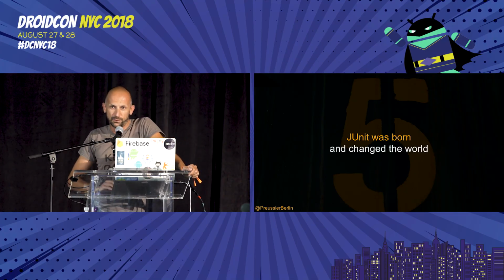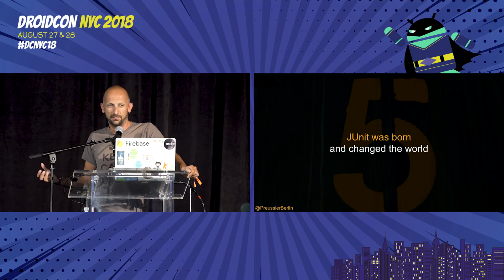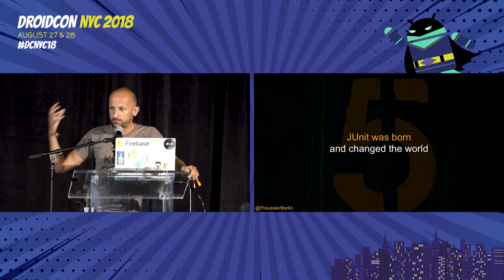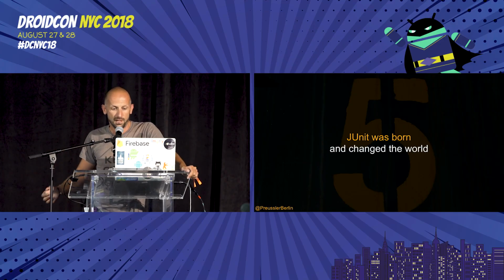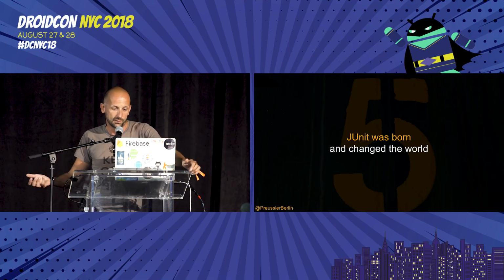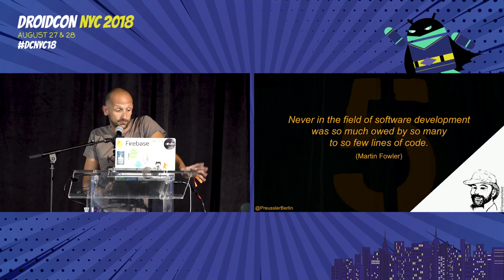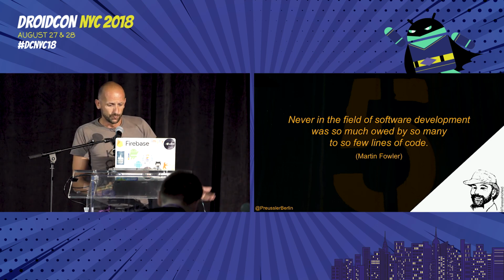And the thing that we don't recognize is how much the world changed because of this. Think about the testing framework you used. UI Automator, Espresso, I mean, all of these based on JUnit. Even other platforms, they have all based off what we now call xUnit. That's what Martin Fowler called them. So let's quote Martin Fowler. He said that never in the field of software development was so much owed by so many to so few lines of code. JUnit really changed the world with testing.